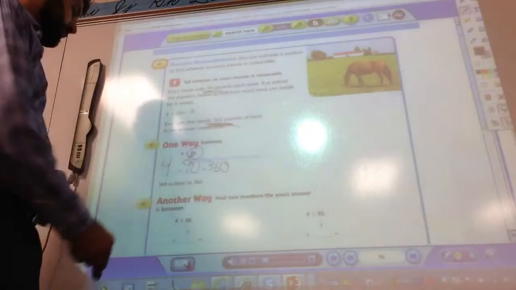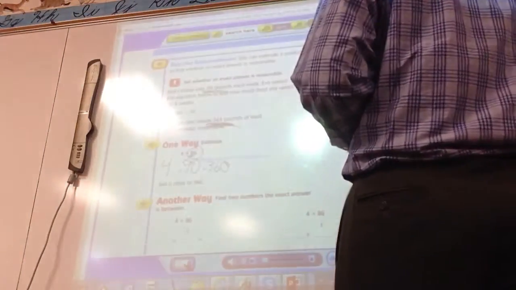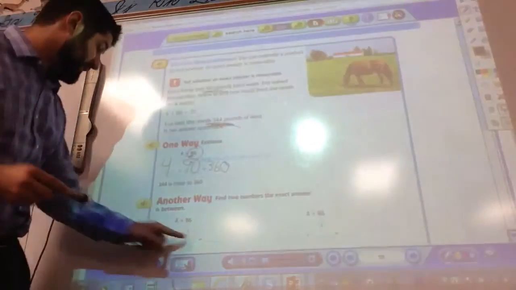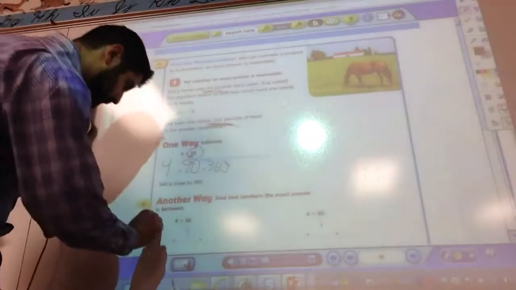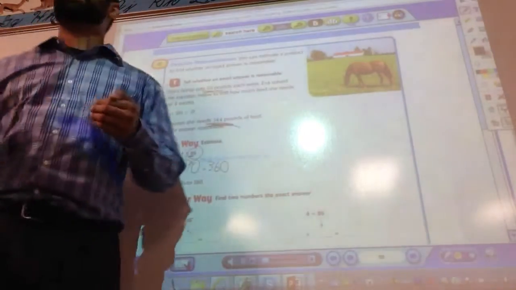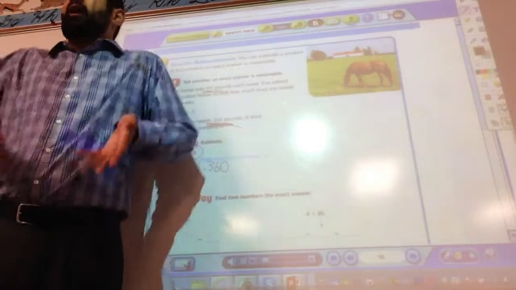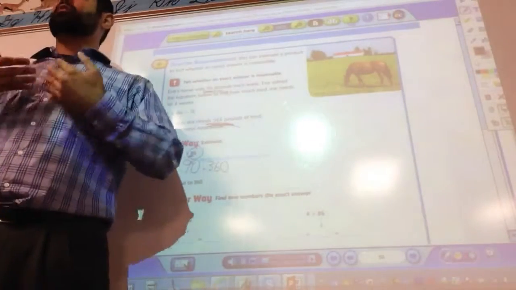So let's look at another way. Find the two numbers it's between, okay? So, 4 times 86, well, what? I always have to think of what I would round 86 down to. I've already rounded it up, but, okay, so I went up to 90.